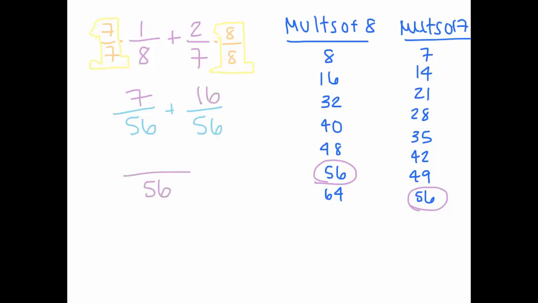Now that they have the same denominator, we can create one fraction, and 7 plus 16 is 23. So the answer here would be 23 over 56.